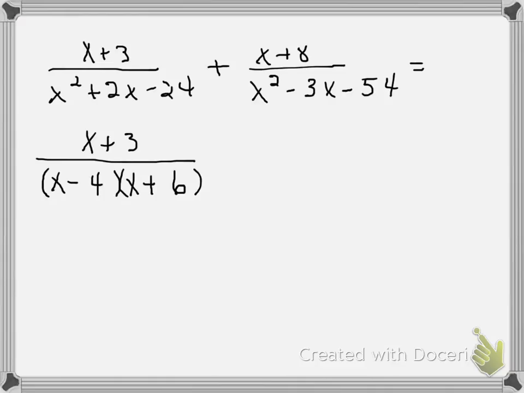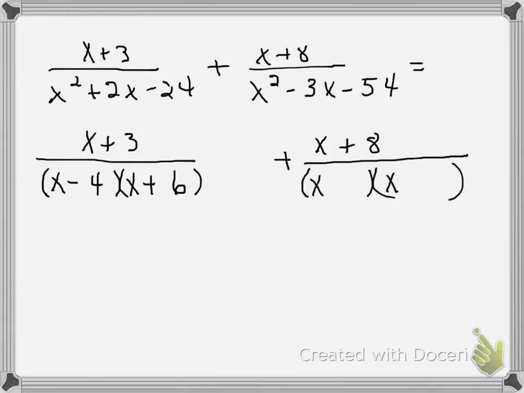Alright, then I'm skipping a little space because I know what I'm going to have to do next, but we will factor the second denominator. Alright, so this one, again, is not a special, so we'll FOIL. We know the x's will be the first part of each binomial. And now we're looking at negative 54 and trying to find two numbers that will multiply to make negative 54 and combine to make 3.